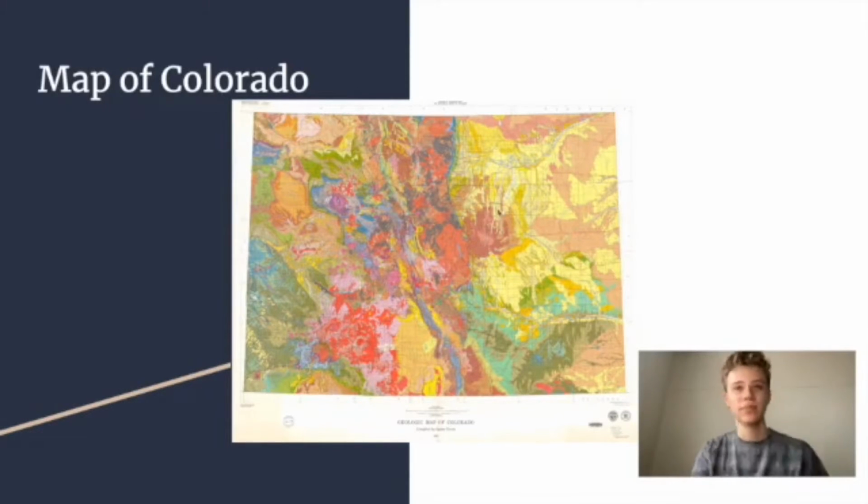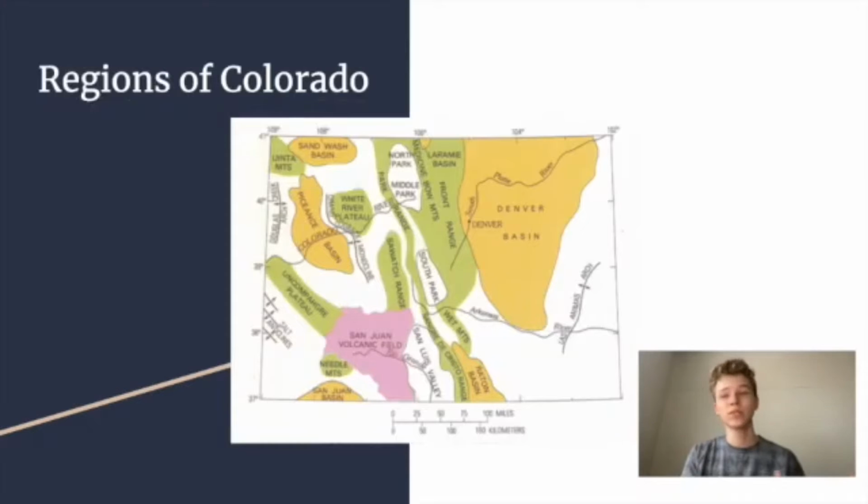You see some yellow here, greens here, reds, grays, pinks. So off the bat, it can seem like a lot, but thankfully the key gave a map of specific regions. This was provided in the key and is a location map of major tectonic and geographic features, which shows regions of the state. From this, we can see 6 basins, 2 plateaus, a volcanic field, and some mountains.